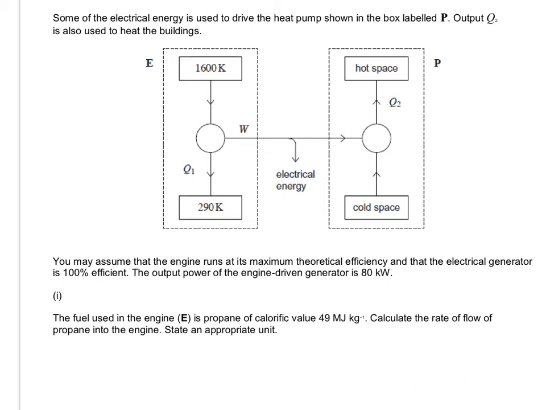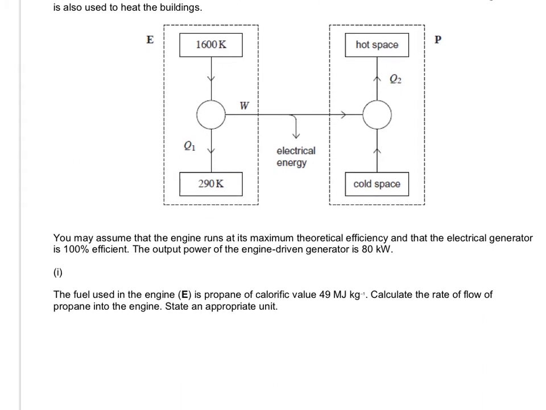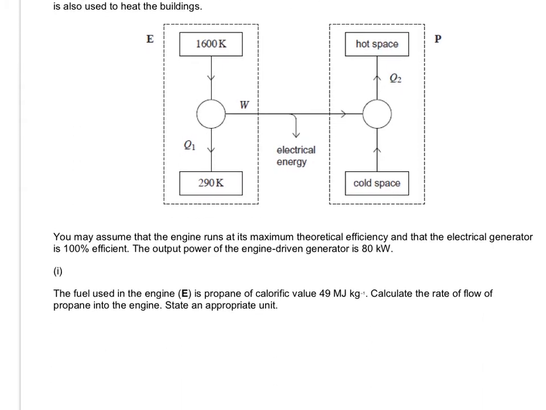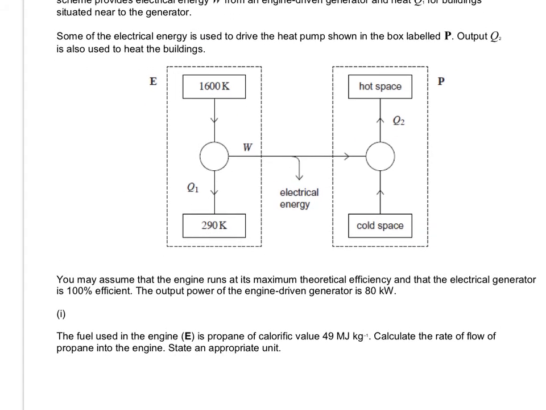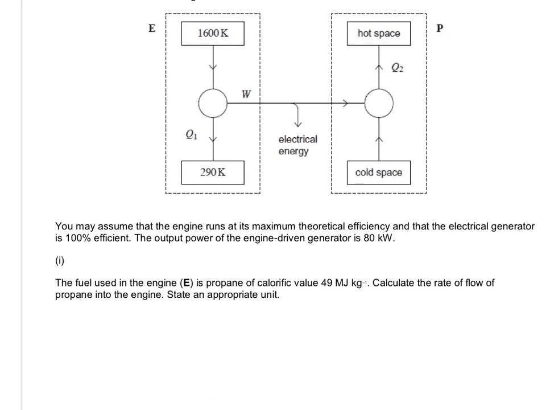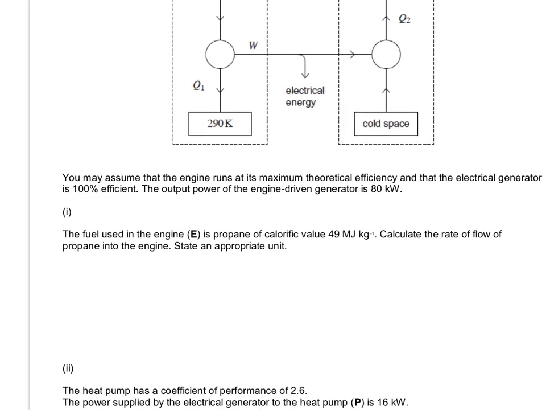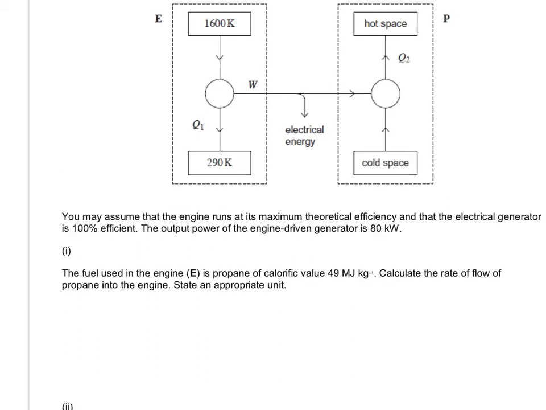You might assume that the engine runs at its maximum theoretical efficiency. An electrical generator is 100% efficient. The output power of the engine-driven generator is 80 kilowatts. So we're using some fuel with this amount. Calculate the flow rate of it. Okay, so let's see where we're going to go with this. It says it's running at maximum theoretical efficiency, so we're going to need to calculate what that is first of all, because remember it's not going to be 100%.